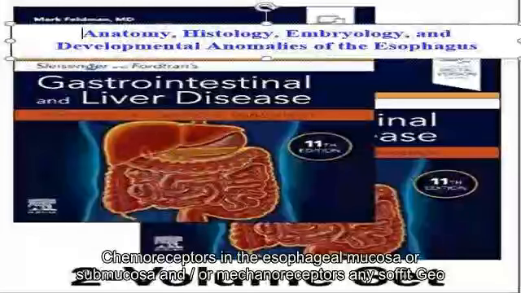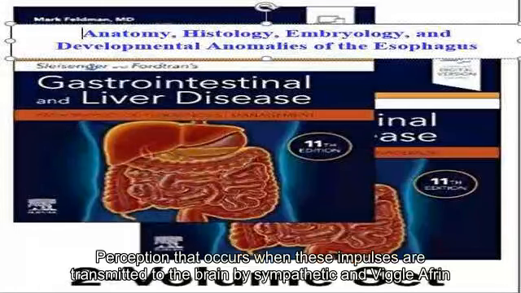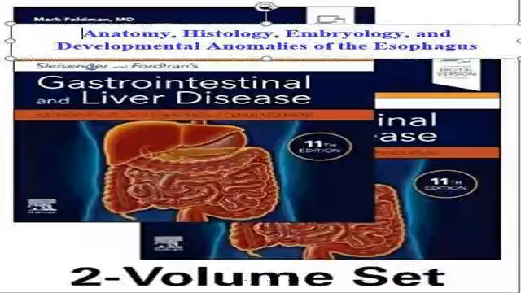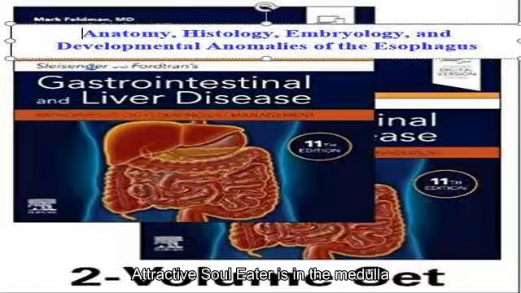5 Pain sensation arising from the esophagus is typically triggered by stimulation of chemoreceptors in the esophageal mucosa or submucosa and/or mechanoreceptors in the esophageal musculature. 6 Central perception then occurs when these impulses are transmitted to the brain by sympathetic and vagal afferents. Sympathetic afferents travel through the dorsal root ganglia to the dorsal horn of the spinal cord, and vagal afferents travel through the nodose ganglia to the nucleus tractus solitarius in the medulla.